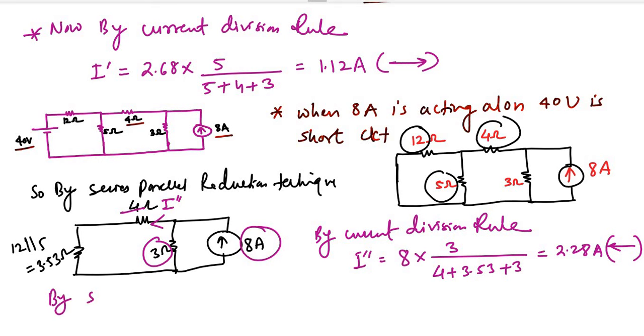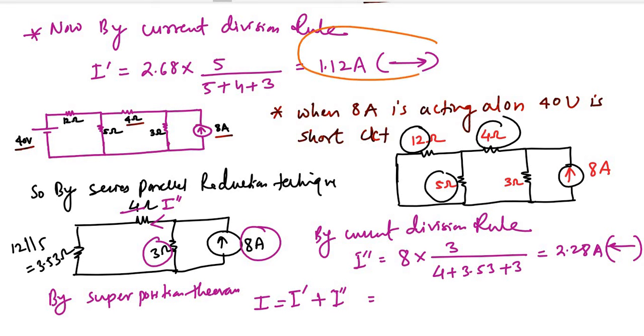Now by the superposition theorem, the current I, which is the total current flowing through this 4 ohm resistor, is I dash, which is due to 40 volt, plus I double dash, which is due to 8 ampere. Both this I dash and this I double dash are opposite, so we will subtract the lower current from the higher current. Consider I dash as minus 1.12 ampere and I double dash as plus 2.28 ampere.